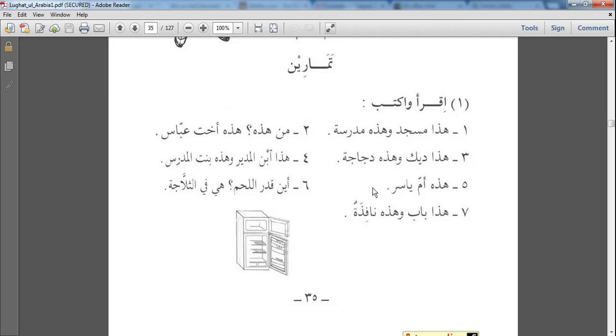أين قدر اللحم؟ هي في الثلاجة. Where is the pot of meat? It is in the refrigerator. Thalaja means refrigerator. And you see here that qidr is feminine, that's why hiya is used. And like I said before, that qidr is one of those feminines that are known as mu'annath simai. Doesn't have a ta or anything at the end, but it is still feminine. هذا باب وهذه نافذة. This is a door and this is a window.